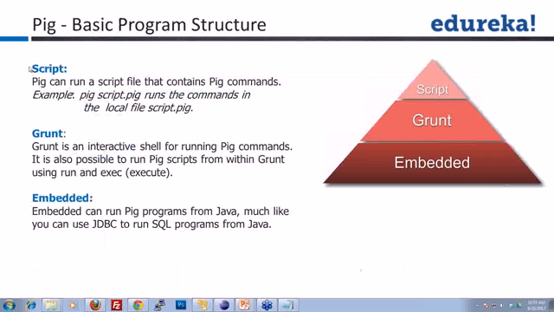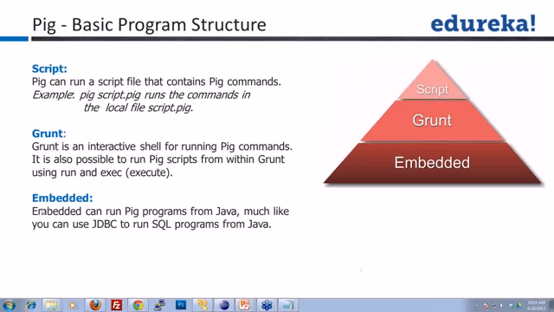Now, there are three modes in which you can run Pig. One is a script mode, where you write a script and it runs like a command line, in batch mode. Then there's an interactive shell, which is grunt, which we just saw. If you just write Pig, it will take you to the grunt shell. If you write Pig followed by a script, then it will run the Pig script.